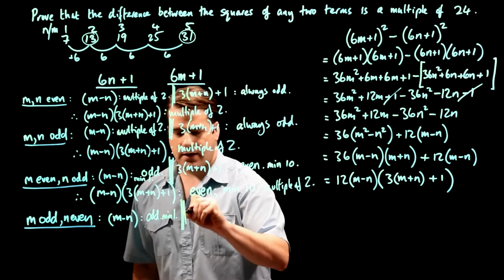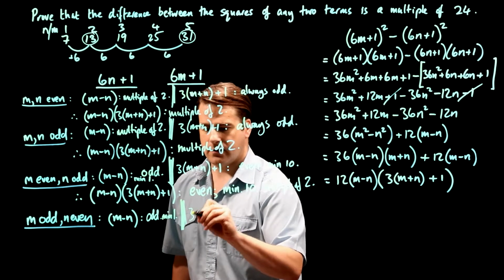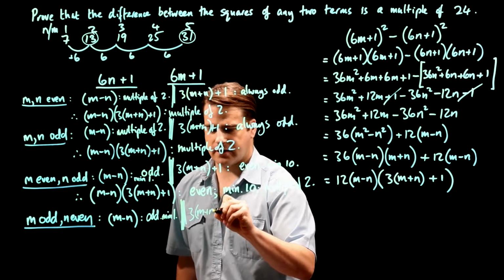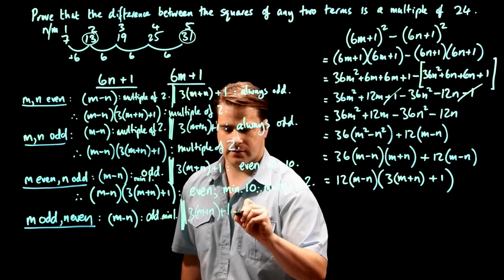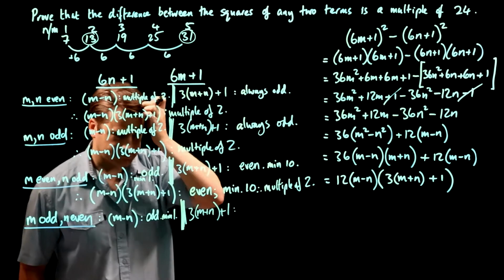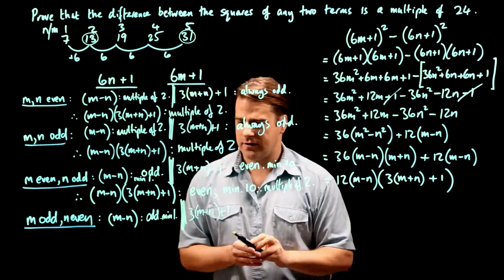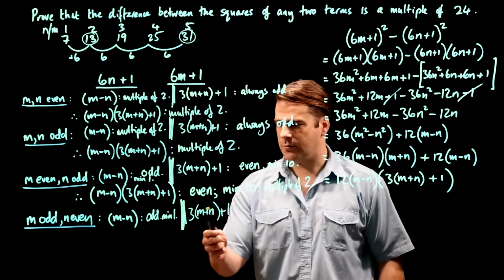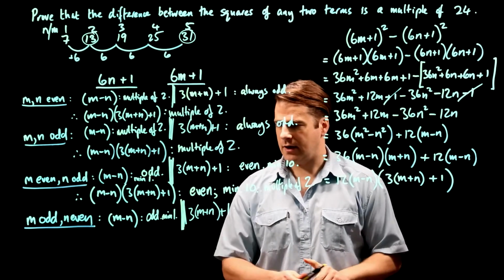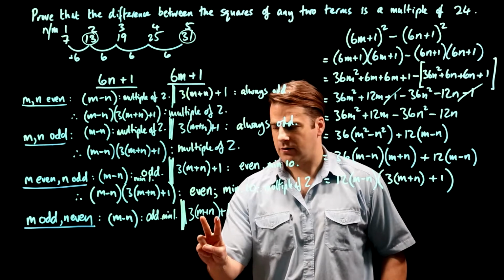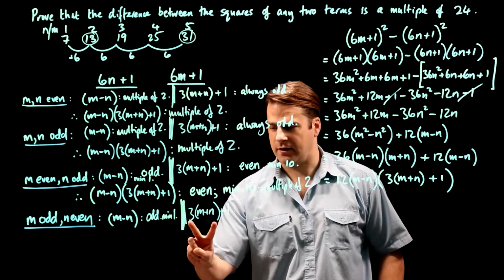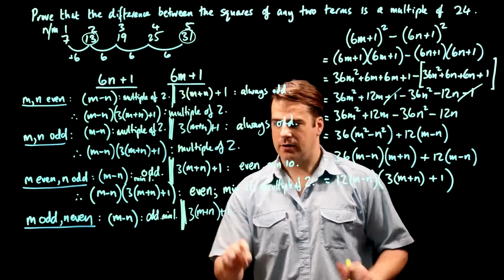Right, and 3m plus n plus 1. Okay. Right, m is odd, n even. An odd plus an even is always an odd. 3 times an odd, so that whole thing is always odd, plus 1 is always even.